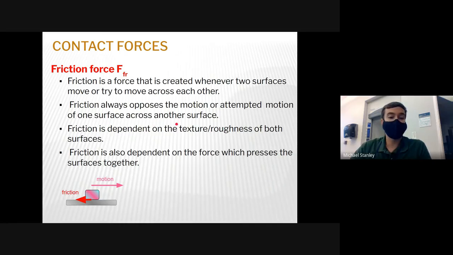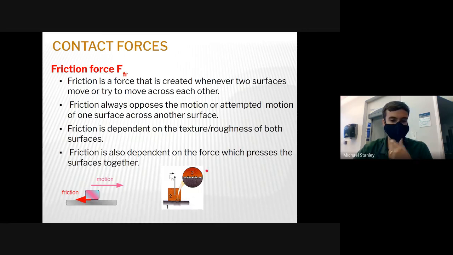There are some things that can affect friction. The texture or the roughness of the surface can affect it. It's a lot easier to push your bike across a paved sidewalk versus a dirt road or a gravel road, because that sidewalk is a lot smoother. It also depends on the force pushing the surfaces together. One of the reasons why it's hard to move a really heavy object is because there's a lot of friction between that object and the surface that it's sitting on. And you have to overcome that friction in order to push the object.